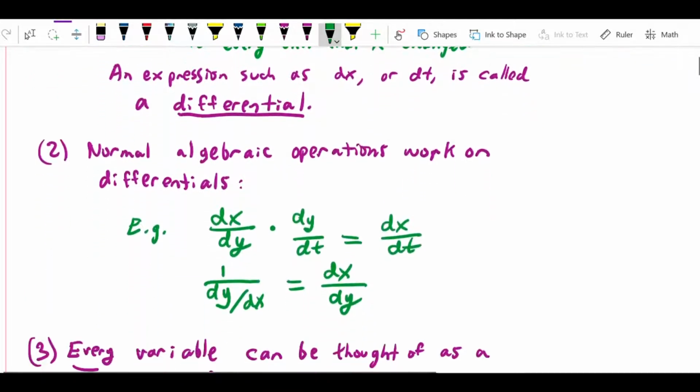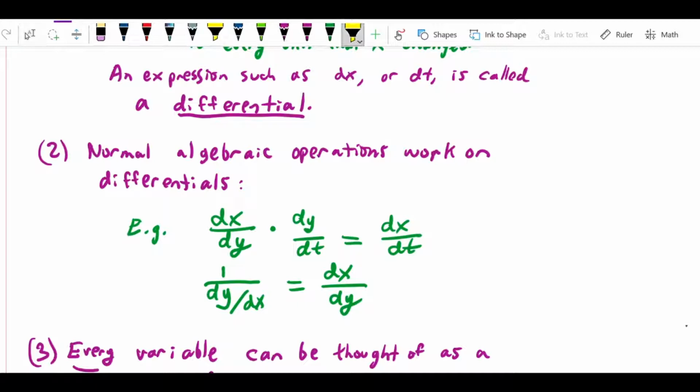The reason that we care about defining what those are is for point number two, which is that normal algebraic operations work on differentials. Strictly speaking, a differential is what's called an infinitesimal quantity. It's so small that it can't be measured. And if I'm being purely strict about it, I have to say that algebra does not apply to these quantities. But in reality, and in the way that we're using these quantities in these problems, the normal algebraic operations do actually work, which is one of the reasons why dy over dx is such a good notation.